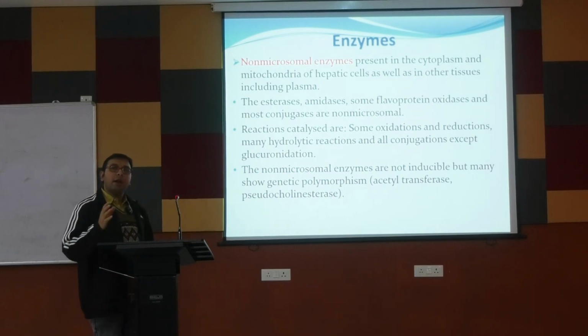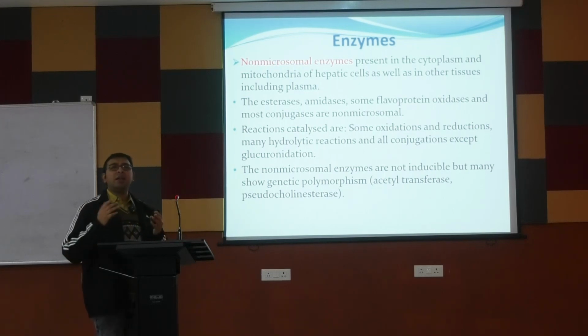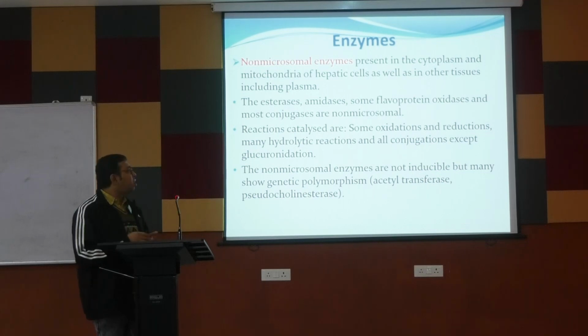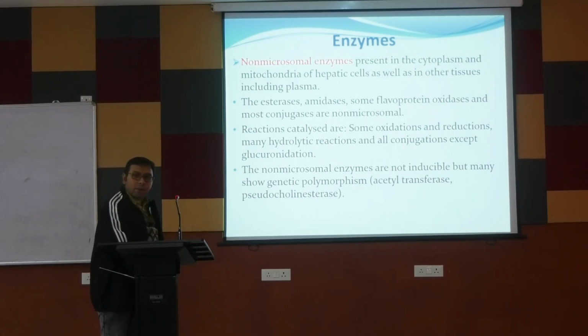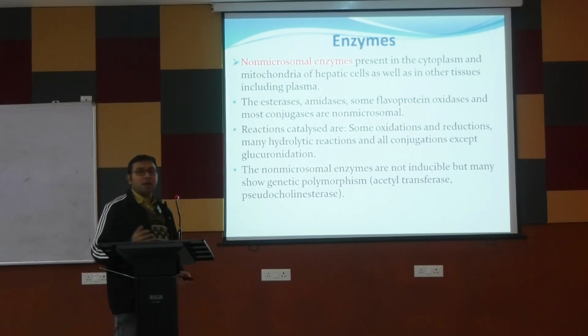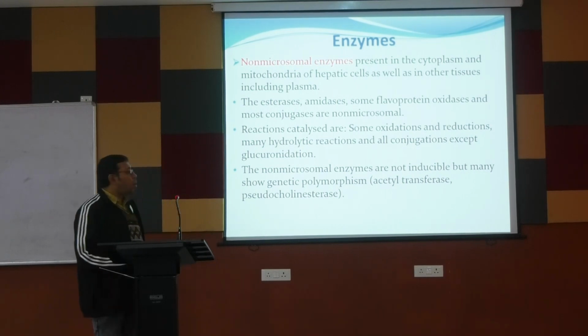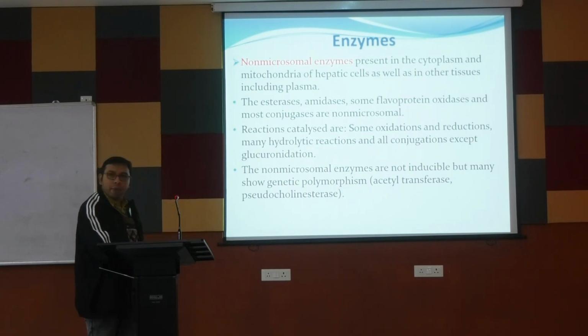Glucuronide conjugation is caused by the microsomal enzyme. But all other conjugation, whether it is sulfate conjugation, acetylated conjugation, etc., is basically catalyzed by the non-microsomal enzymes. The non-microsomal enzymes are not inducible, but many show genetic polymorphism. As we have already discussed, like acetyltransferase, there may be slow acetylator and fast acetylator. Pseudocholinesterase is another thing you will read about in the ANS chapter. So this slow, fast, etc., basically happens in the non-microsomal enzymes.